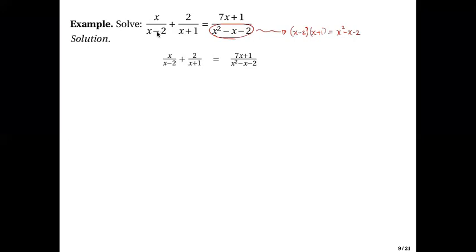And then here you have x minus 2. Here you have your x plus 1. So basically, the least common denominator is just x minus 2 times x plus 1. So remember your LCM method. So anyway, we just multiply the left-hand side and the right-hand side by x squared minus x minus 2, or this x minus 2 times x plus 1.